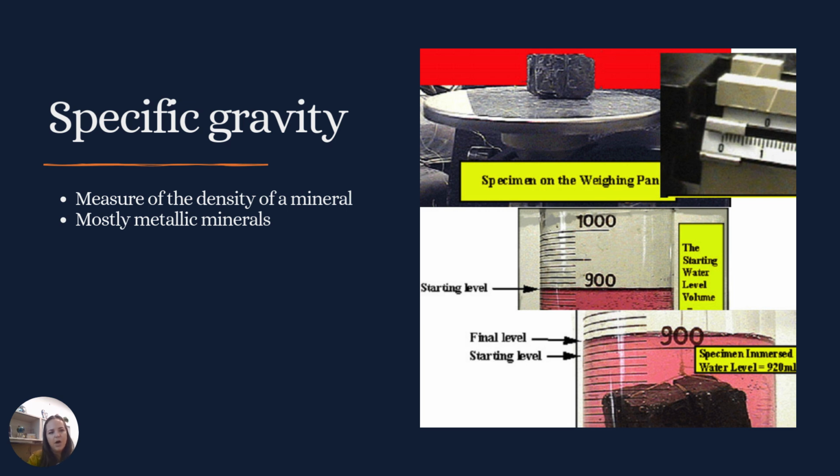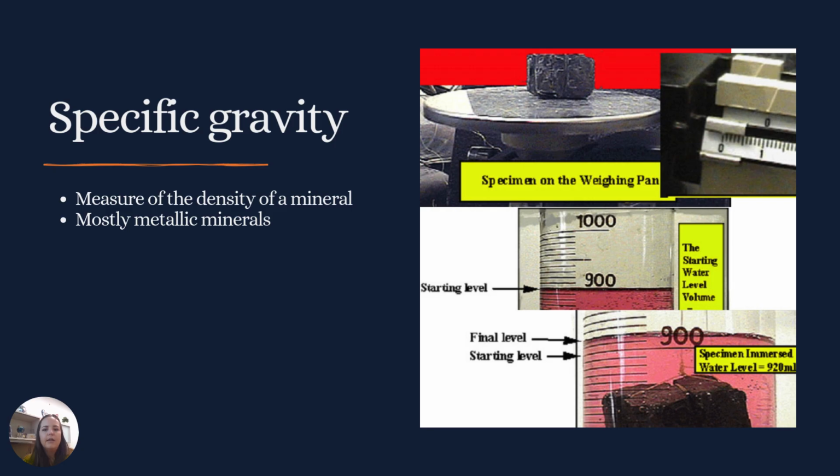All right, moving on to some other things. Specific gravity is in most minerals, but some of the other properties we'll look at in a second are only going to be in certain minerals. So specific gravity is basically the density of the mineral. You need the mass and you need the volume. So density is mass over volume.